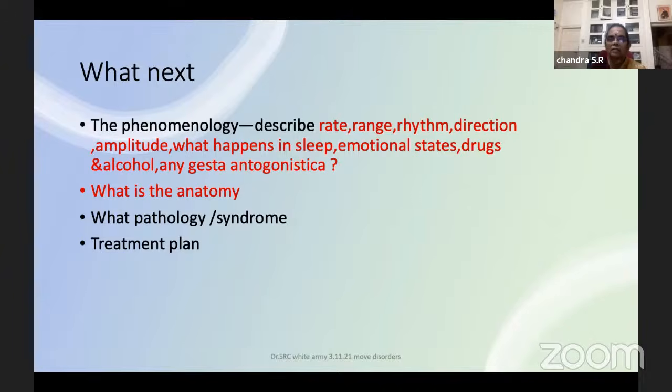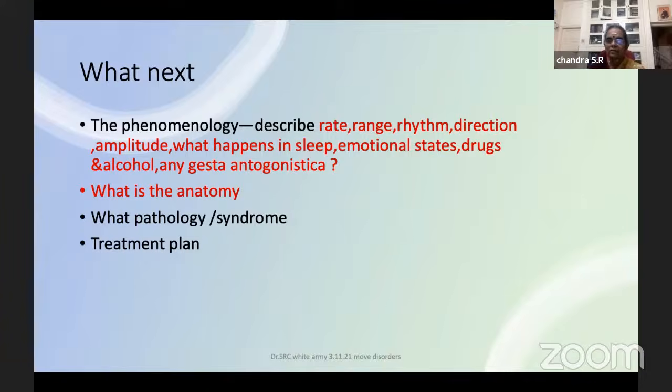What is the range? Range means how many joints, whether it is involving only the fingers, or whether it is focal, segmental, or generalized. That's the range. And rhythm. Rhythm means, do you have a predictable next movement? This movement went up, next movement will go down. That means rhythmic. This movement went up, next is also going up, means arrhythmic. So rhythm is the predictability of the involuntary movement.